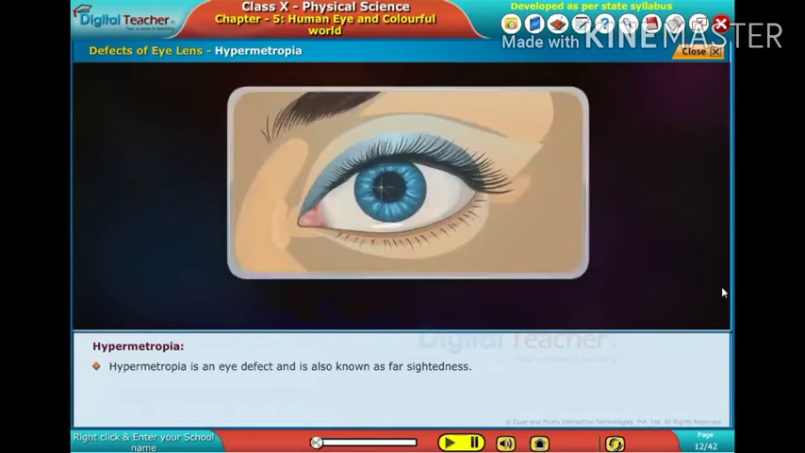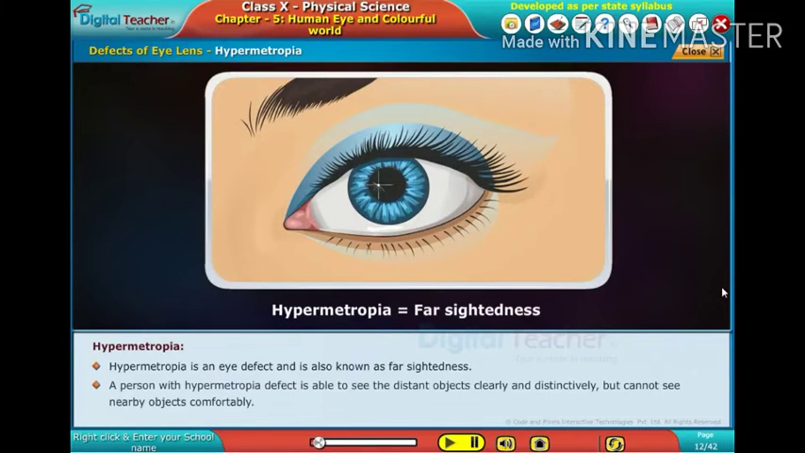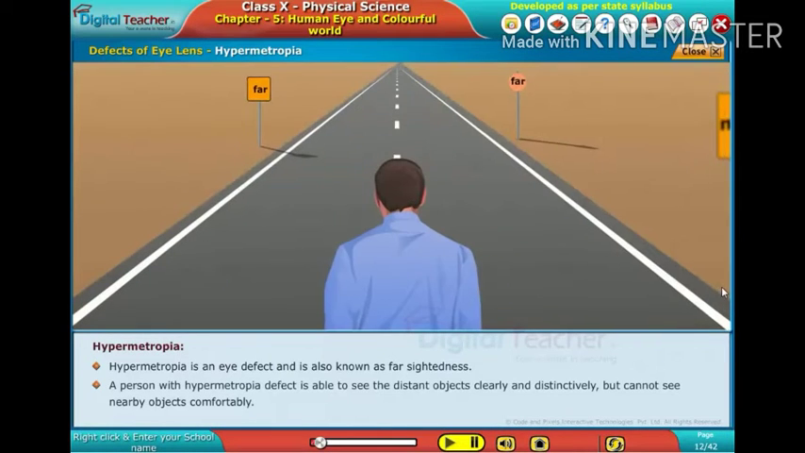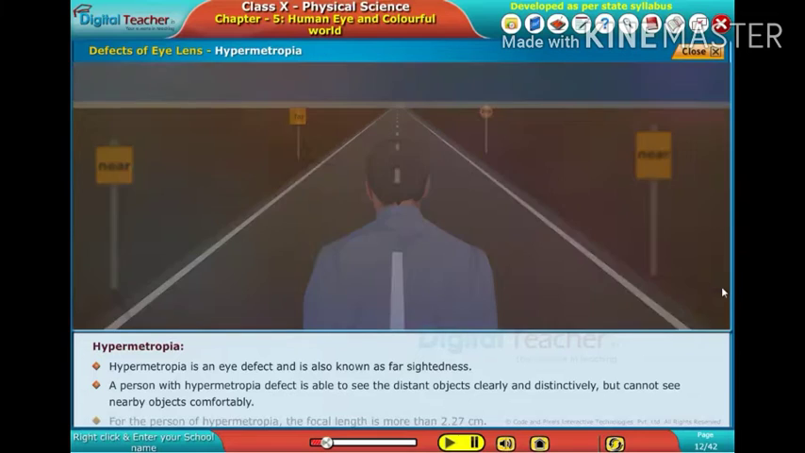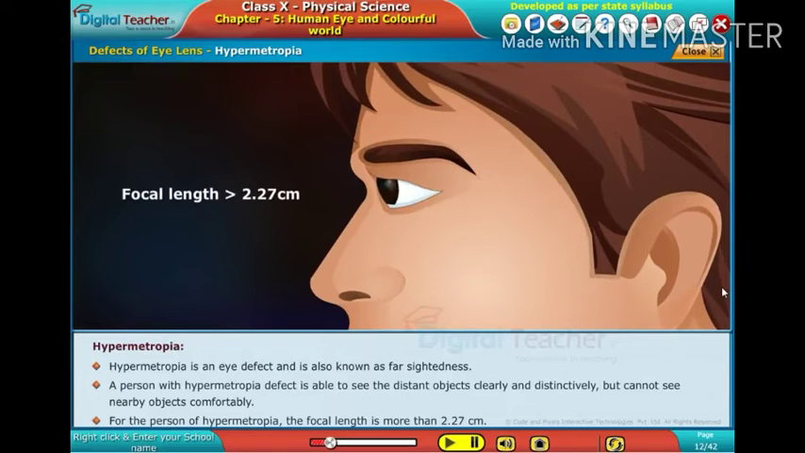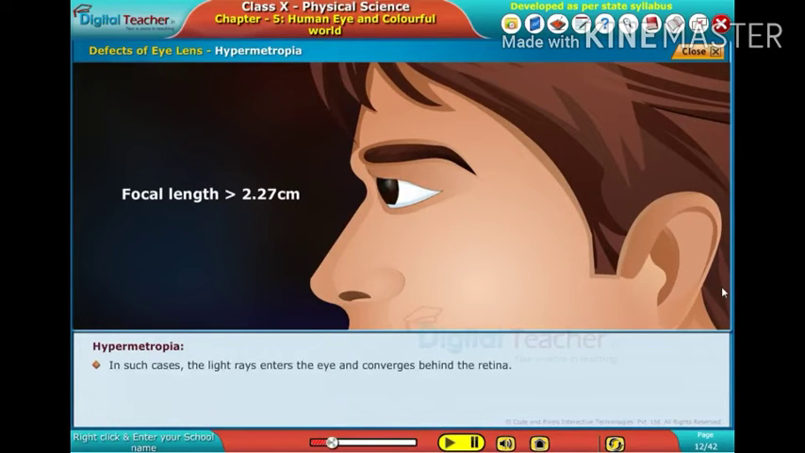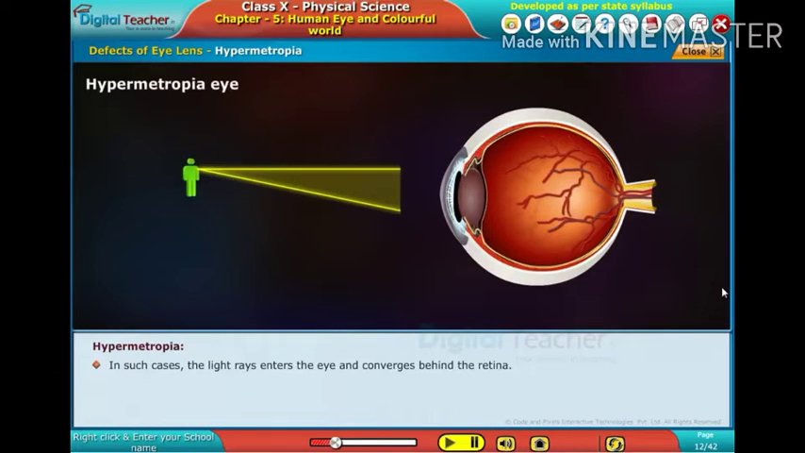Hypermetropia is an eye defect and is also known as far-sightedness. A person with hypermetropia is able to see distant objects clearly and distinctly, but cannot see nearby objects comfortably. For a person with hypermetropia, the focal length is more than 2.27 centimeters. In such cases, the light rays enter the eye and converge behind the retina.